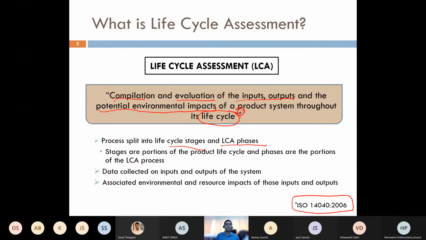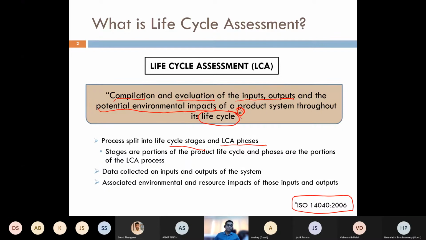The first thing is you would need to define a goal and scope, what the goal of your LCA is. Then you need to collect the inventories. Then you need to do an inventory evaluation, and finally interpret the data. The data is collected on inputs and outputs of the system. A lot of data would be required for the different inputs and outputs, and there are different sources.